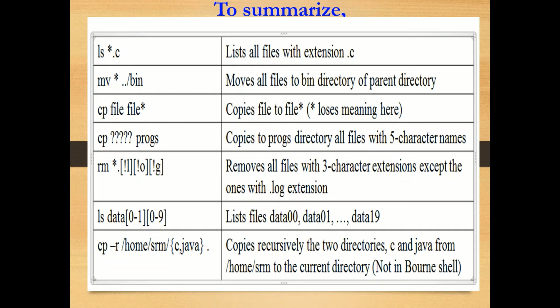Next one, ls data[0-1][0-9] lists all the data files from 001 to 019. cp -r /home/srm/{C,Java} . copies recursively two directories, C and Java, from /home/srm to the current directory. This command is not working in PowerShell.